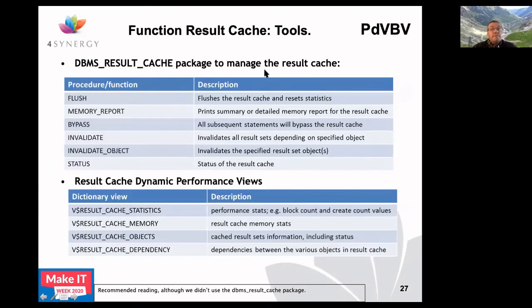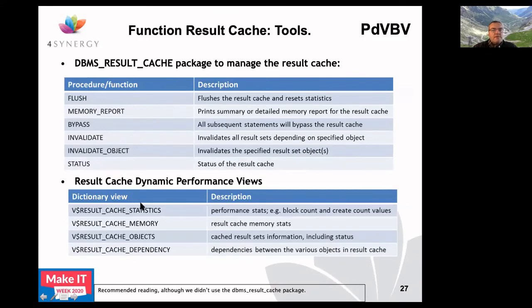You can manage the result cache if you want. The only thing we ever did was flush it, and we could sort of measure the effect of that. We didn't touch much of these functions, but I'll mention them. There is a package called DBMS_RESULT_CACHE, and you can play with this if you want. You can actually surgically go in and invalidate a specific object. We've never done that.